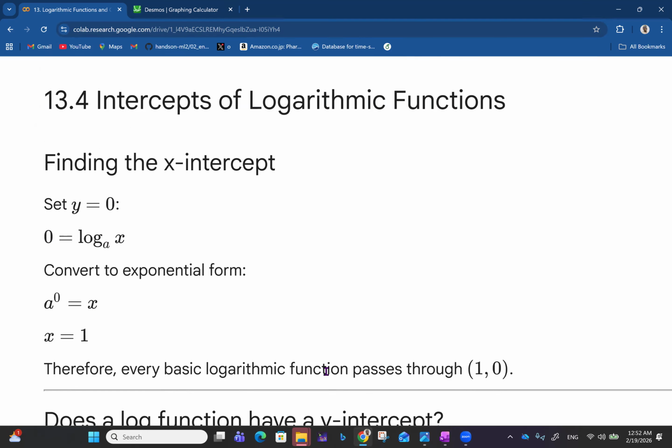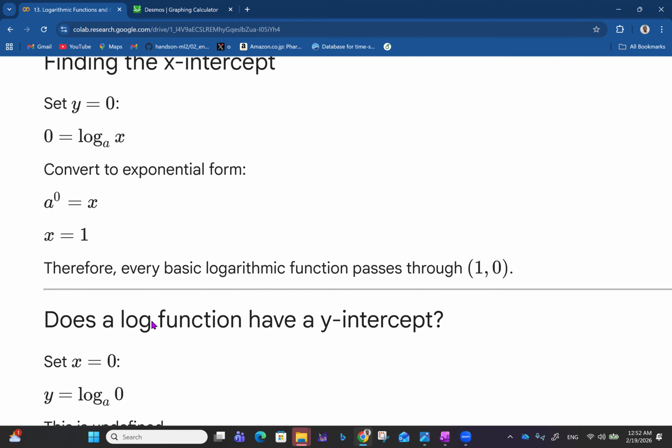Therefore, every basic logarithm function passes through (1, 0). Any logarithm function you have at all will always pass through that point because it is true for every base that any base raised to the power 0 will always give you 1. So the x-intercept of any logarithm function is actually (1, 0).